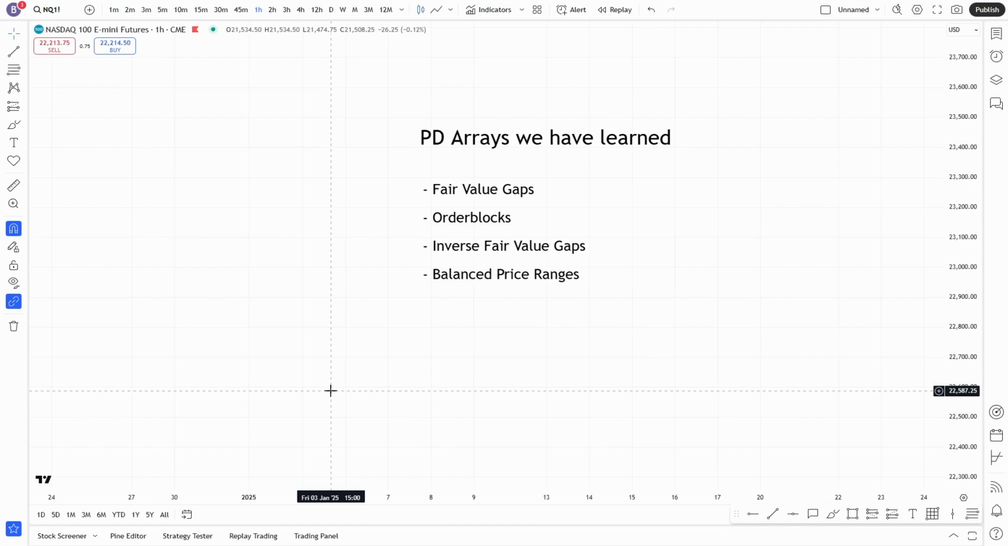What I want you guys to do is go into your own charts on your own time and spot these and see how price respects them, and just train your eye to better see these PD arrays.